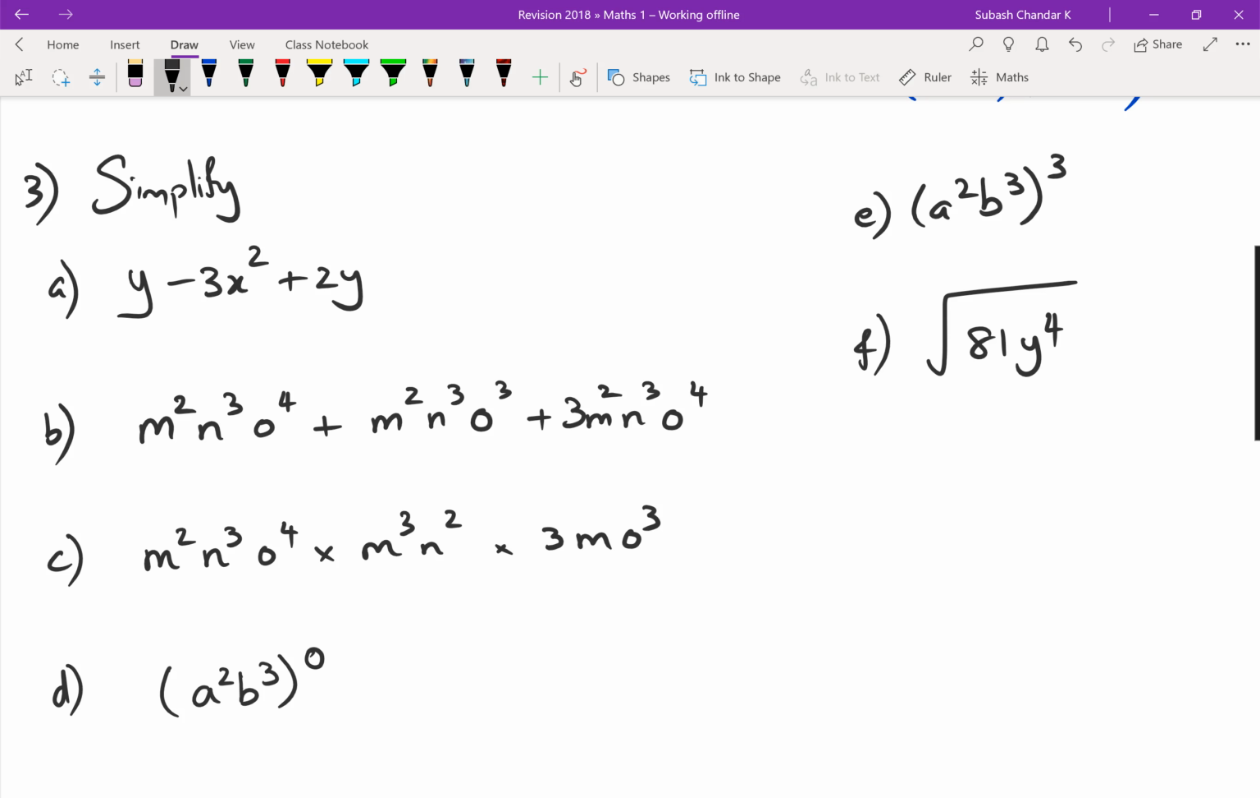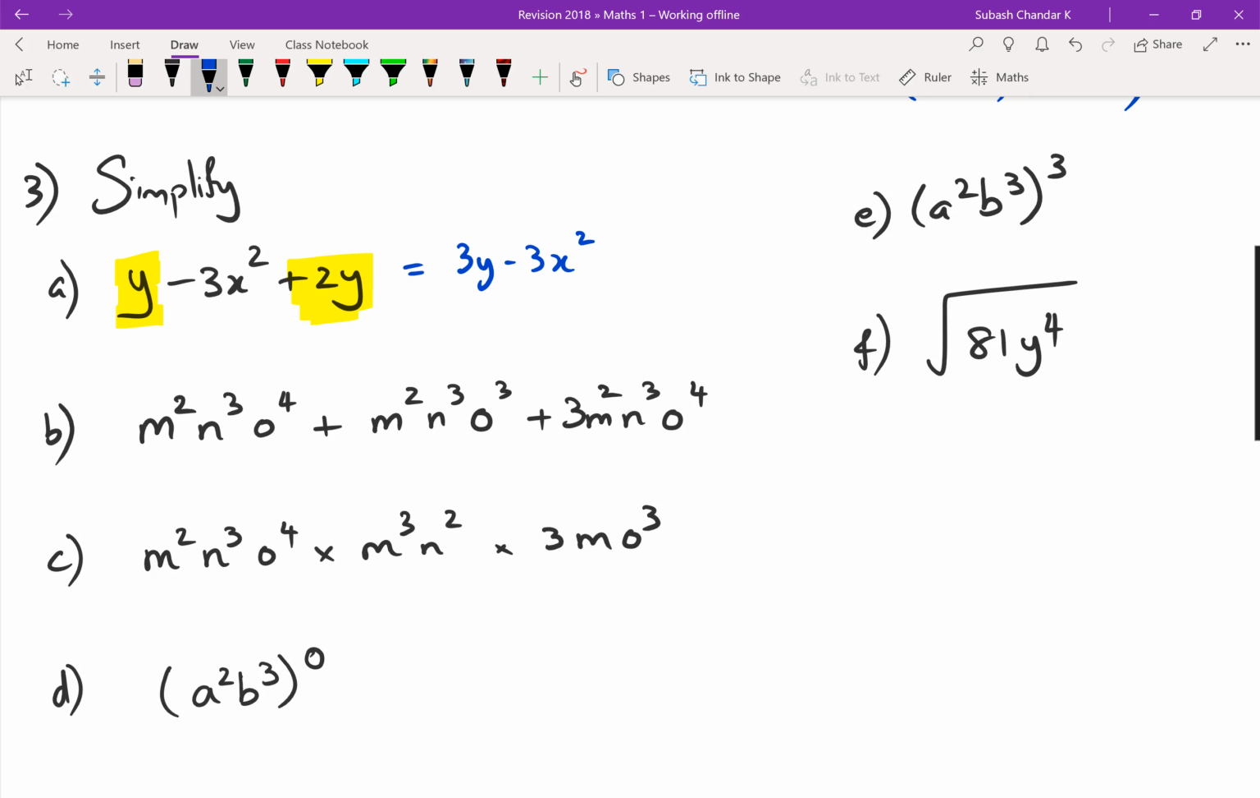So I asked you guys to simplify in this case, so all you're doing is looking for like terms. In the first one, you've got y and 2y as like terms. So when you combine them, you get 3y minus 3x squared. That's basically it. You could have written it as minus 3x squared plus 3y. That's absolutely fine, so it's not an issue there.